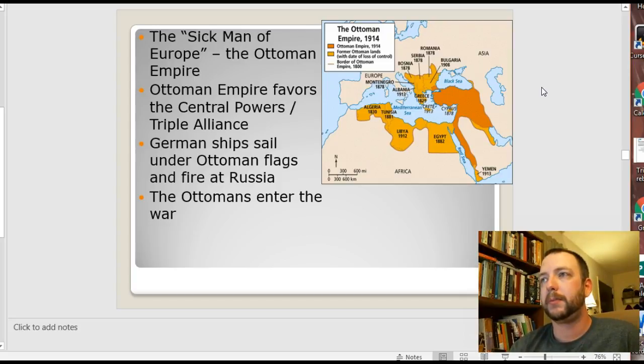So the German ships do sail under Ottoman flags and fire at Russia at one point, and that's around here, around these straits, and that's really what gets the Ottomans involved in the war. That's a little bit after the start of the war, but not that much longer.